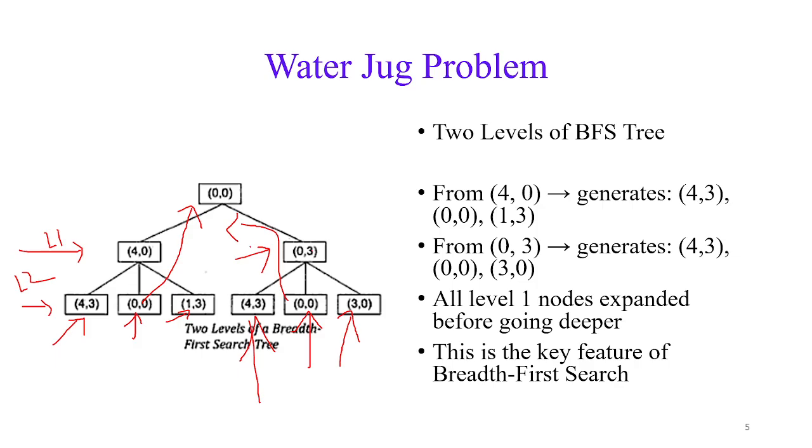Notice that BFS processes all level 1 nodes before going to the next level. This is defining its characteristic. It ensures we find the shortest path, as it explores all the possibilities at each depth. BFS guarantees that if a solution exists at depth D, we will find it before exploring any states at D plus 1.